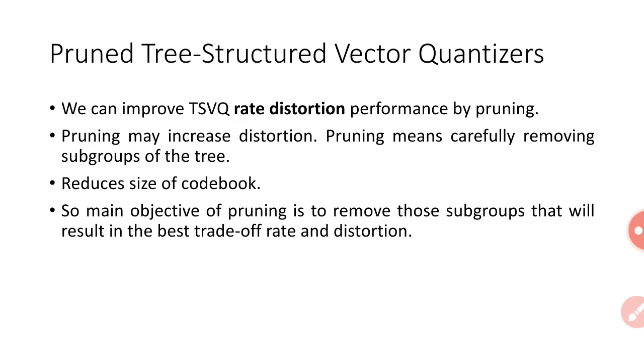But pruning may increase the distortion because you are removing some of the code words, so you might not get the closest code word for the input vector, right? So the main objective of pruning is to remove subgroups that will result in the best trade-off between rate and distortion. You only remove those subgroups that will result in the best trade-off between rate and distortion.